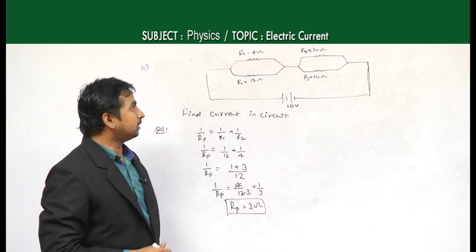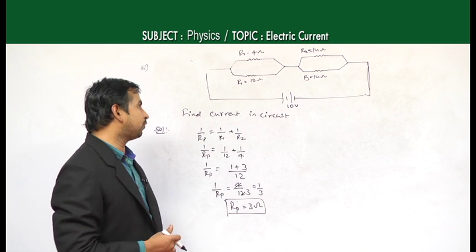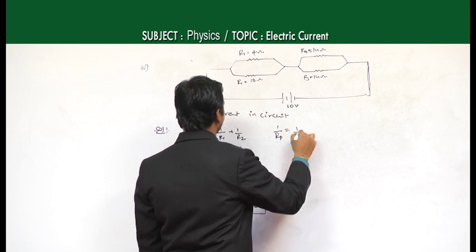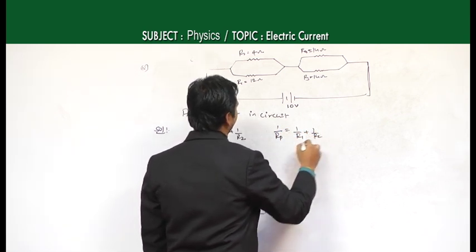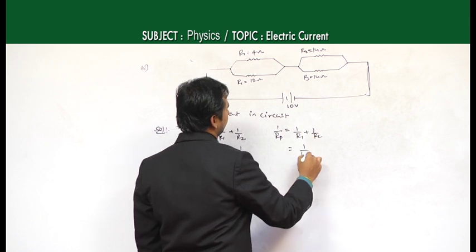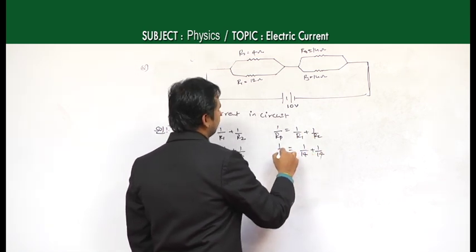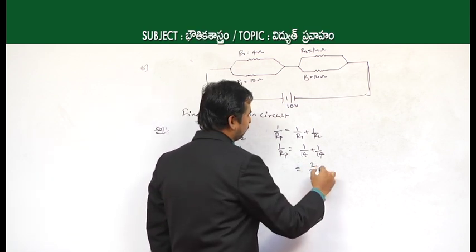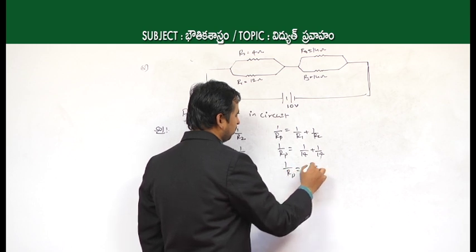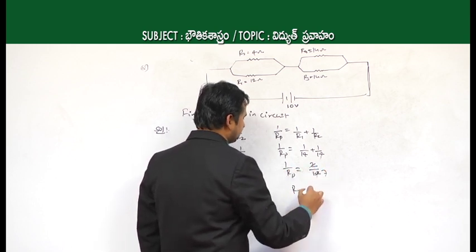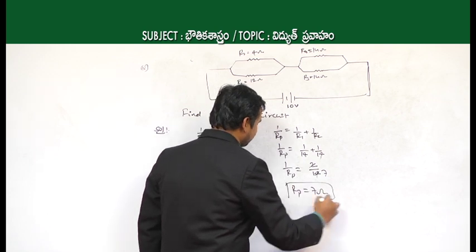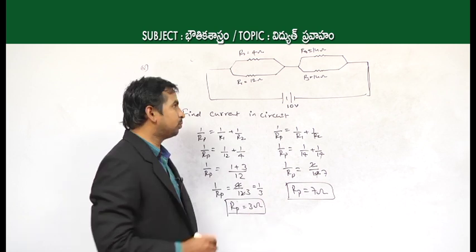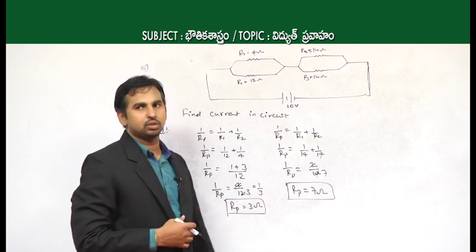After that, for R3 and R4, these two are again connected in parallel. Again 1 by Rp equals 1 by R1 plus 1 by R2, so it becomes 1 by 14 plus 1 by 14, which is 2 by 14. So 1 by Rp is 2 by 14, and Rp becomes 7 ohms for the second case. So the Rp value for the first case is 3 ohms, and for the second case it is 7 ohms.